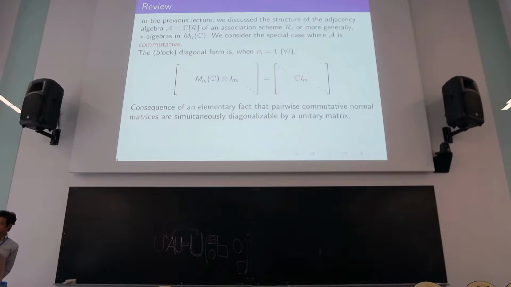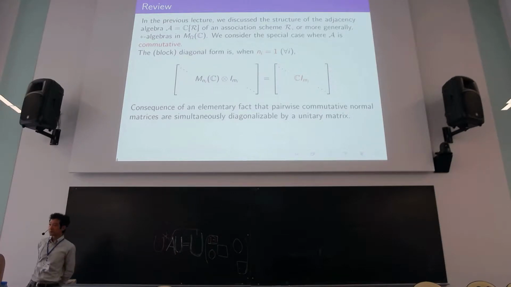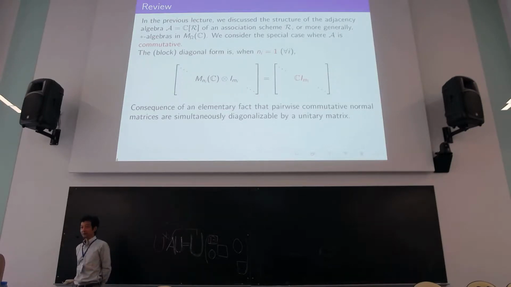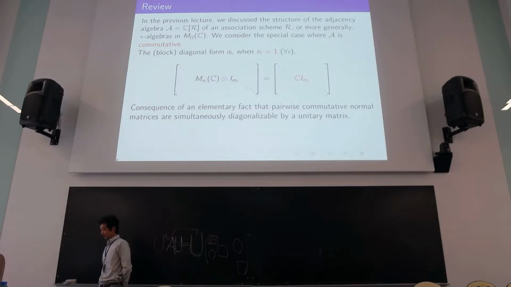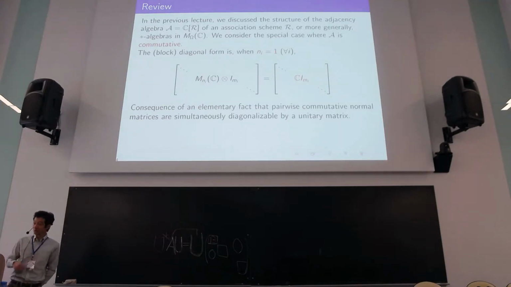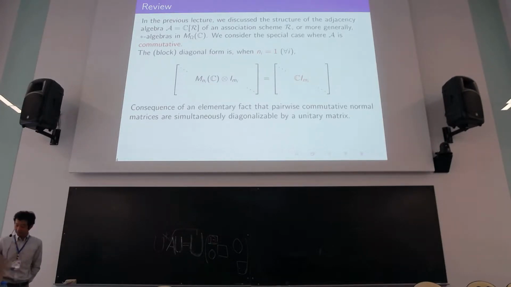The consequence of this fact can be proved without using any abstract algebra, because if the adjacency algebra is commutative, then it consists of pairwise commuting normal matrices. Then it is just an elementary fact in linear algebra that a set of pairwise commuting normal matrices can be simultaneously diagonalized. So the abstract theory I mentioned just reduces to this elementary fact in the commutative case.